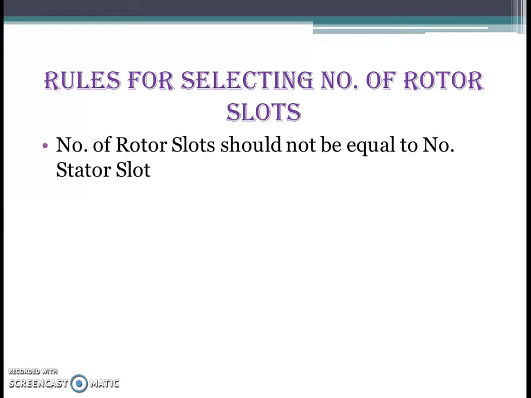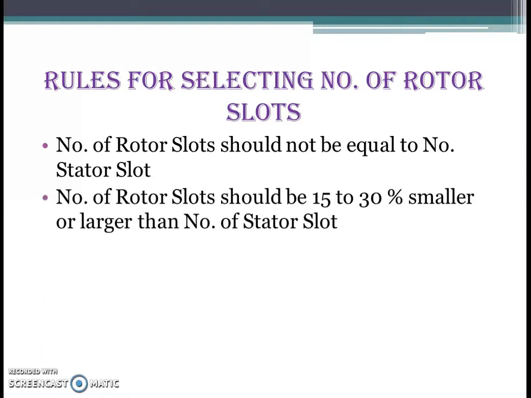The very first rule is that the number of rotor slots should not be equal to the number of stator slots, to avoid magnetic locking, which we normally know as the cogging effect. So rotor slots and stator slots should not be exactly equal. Second rule, the number of rotor slots should be 15 to 30% smaller or larger than the number of stator slots. For a satisfactory effect, the rotor slots should be either 15 to 30% smaller or larger than the stator slots.